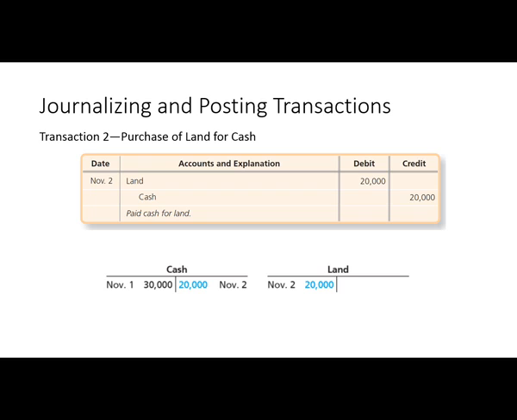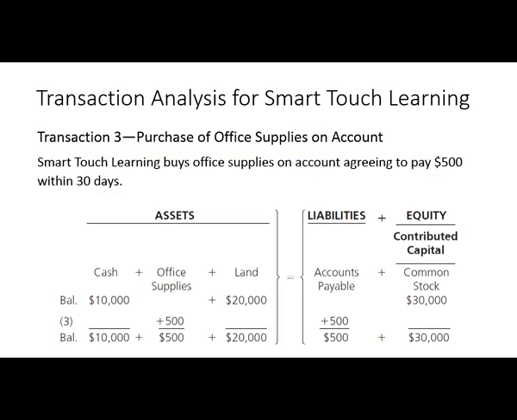Here you can also see the T account posted. Look at what happened to cash. Cash had a $30,000 balance in it, and we're not decreasing it. There's no minus here. We're just showing the decrease by crediting that account. And then the land account, you can see the debit of 20,000.